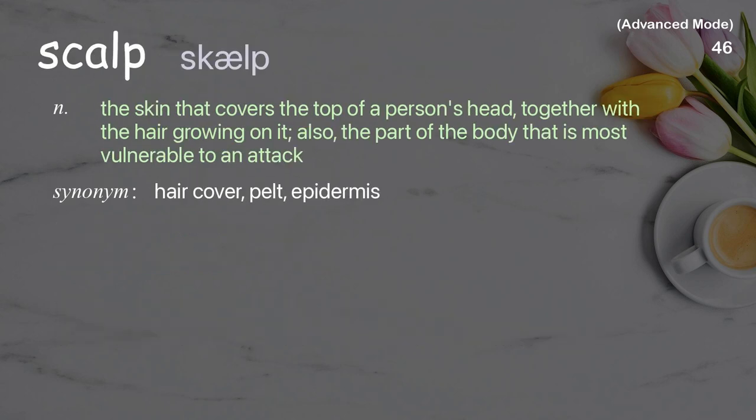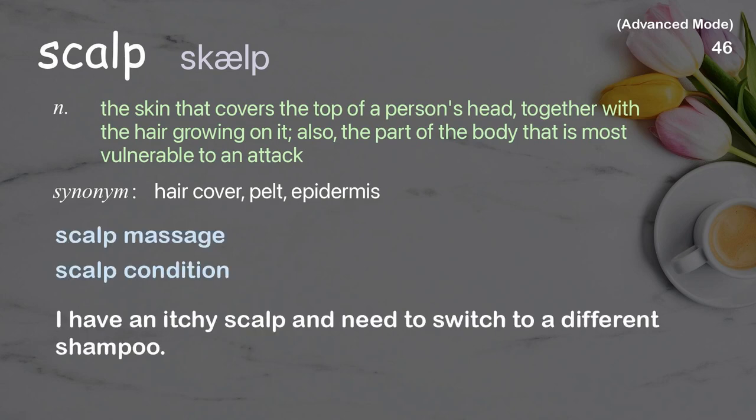Scalp. The skin that covers the top of a person's head, together with the hair growing on it, also, the part of the body that is most vulnerable to an attack. Examples. Scalp massage. Scalp condition. I have an itchy scalp and need to switch to a different shampoo.